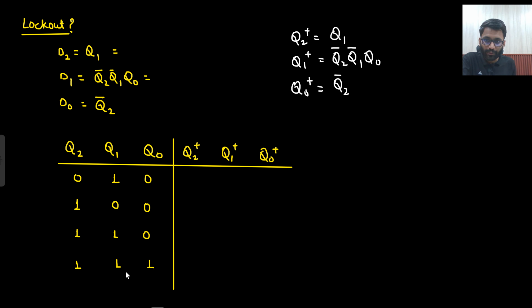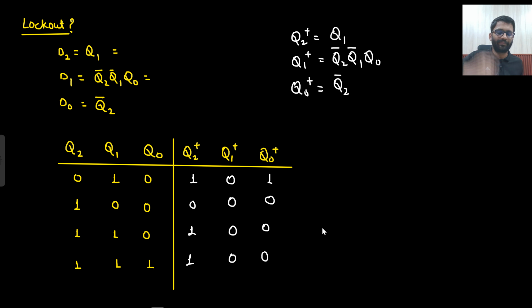So Q2 plus is equal to Q1. So 1 0 1 1. Q1 plus is equal to Q2 bar, Q1 bar into Q0. So this is 0, this is also 0, this is also 0, and this is also 0. All these are 0, and Q0 plus is Q2 bar. So 1 0 0 0. So let's write it as 2. So from 2 you are going to 5.